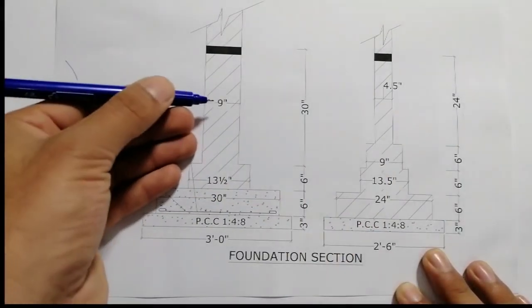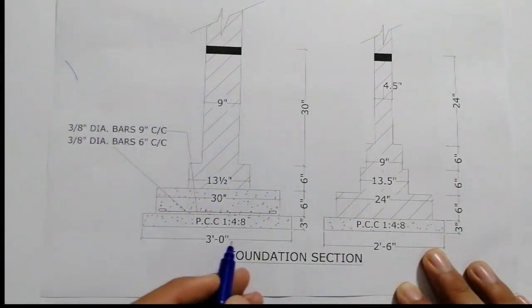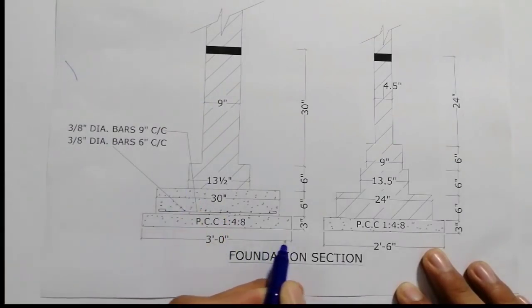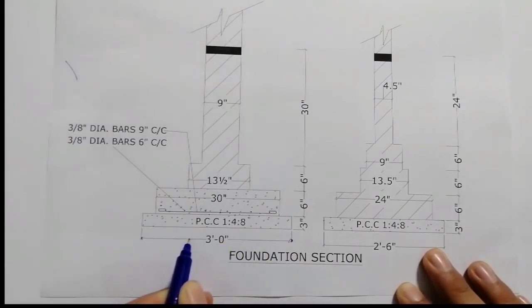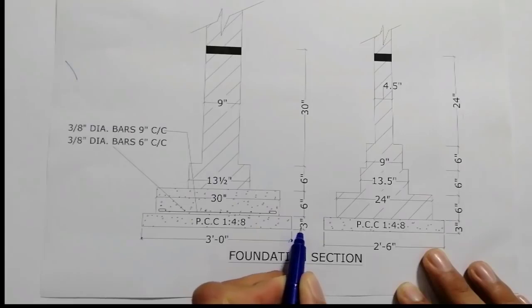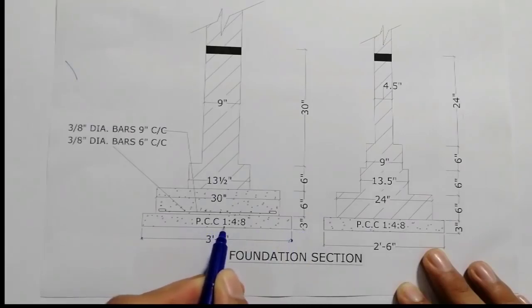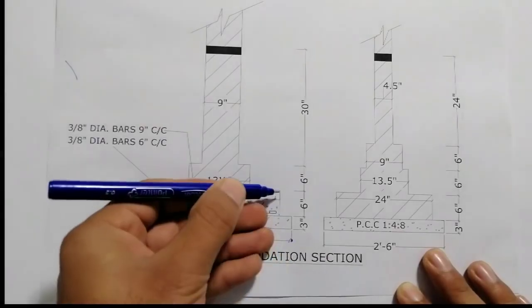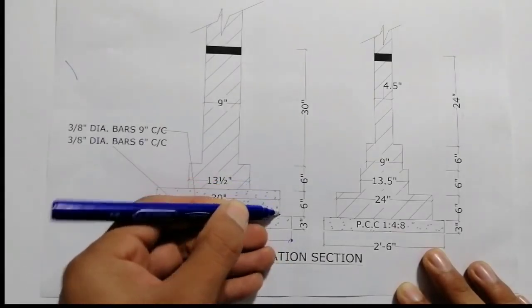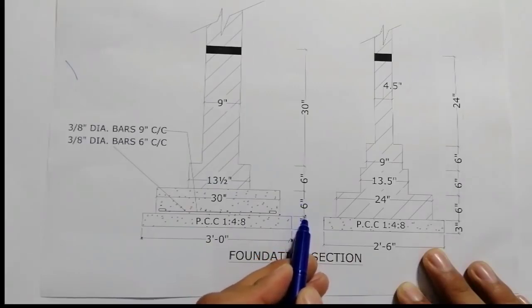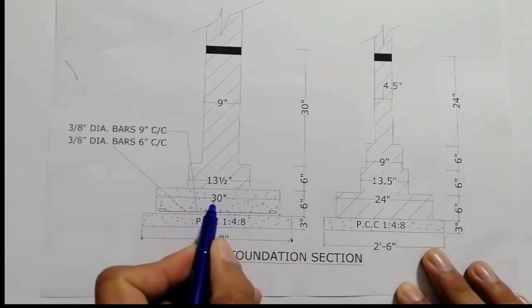So here for 9 inches wall, this is the foundation section which is 3 feet width, right? First of all, for 3 inches we should do PCC, which is 1:8 ratio. And after that, in second step, you can see guys, this is 6 inches depth and its width is 30 inches.